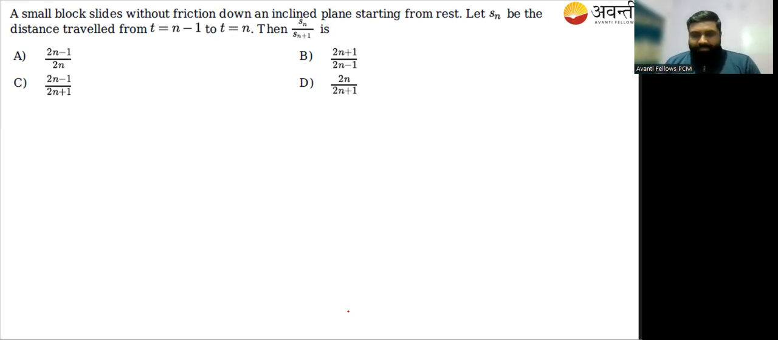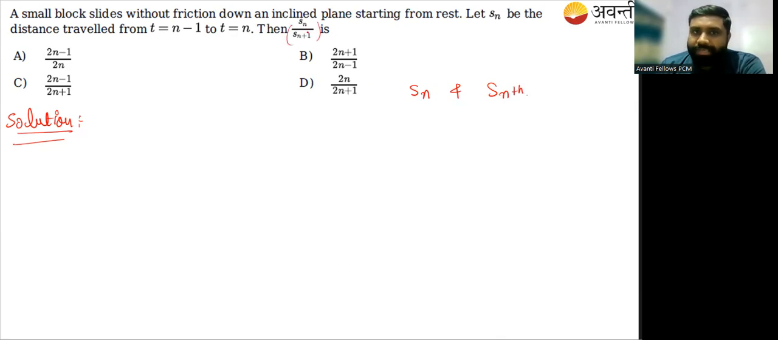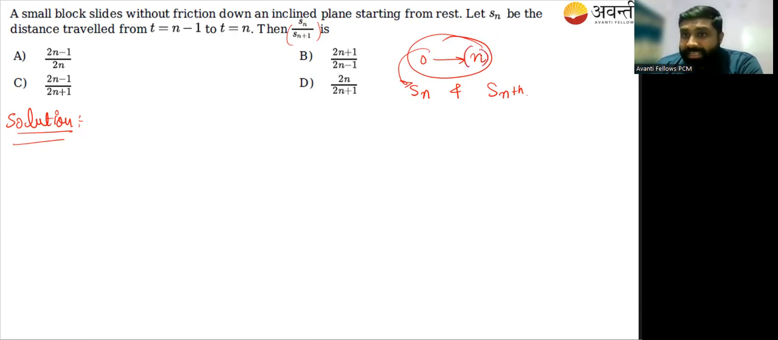Now, to conquer these types of questions, firstly, you must know the concept of, and firstly, you will know the difference between what is Sn and Snth. These are the things that are given to you, Snth or Sn plus 1th. So Sn means from 0 to n, whatever be the distance traveled, that is Sn. Snth means in the nth second only, what is the distance traveled. Okay, so this is the difference.